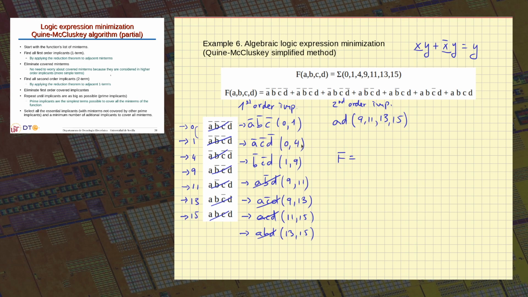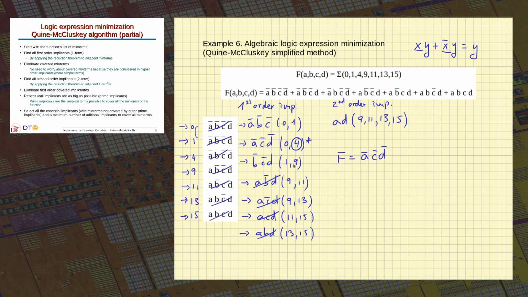This covers minterm 4, but it's the only one covering minterm 4. So I will mark this one. This is an essential prime implicant because it covers minterm 4. So I'm sure that in my expression I will have to include this prime implicant. If not, minterm 4 will not be in my function. Okay, so it will be a different function to the one I have.